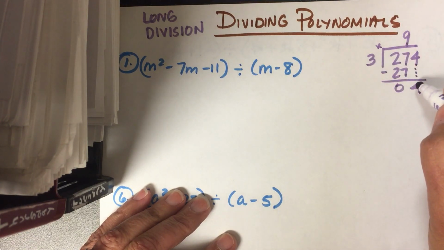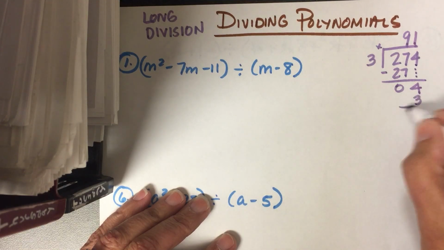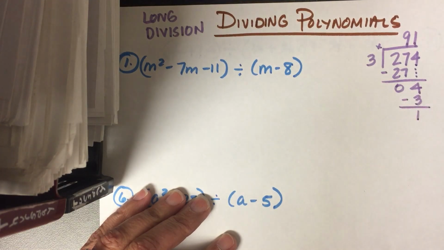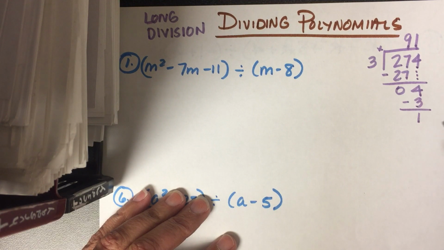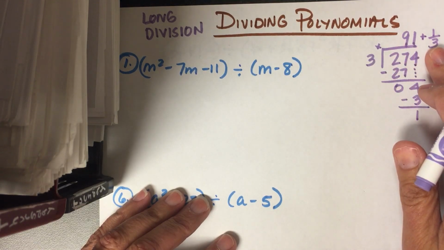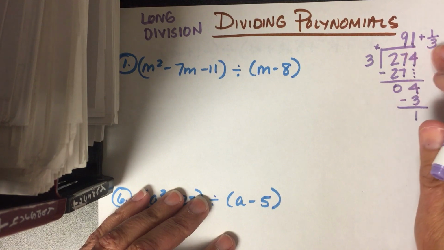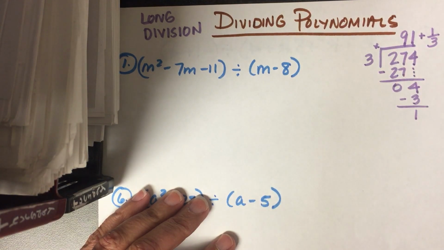Does 3 go into 4? 1 time. 3 times 1 is 3. I subtract, and that's 1. And 1 is my remainder. So this is the same thing as 91 1/3. We're going to do the same thing with polynomial long division. We're going to add the remainder on to the end if there's a remainder, just like we had here. Now, we could go into decimal places, but you're not going to do decimal places with polynomials.